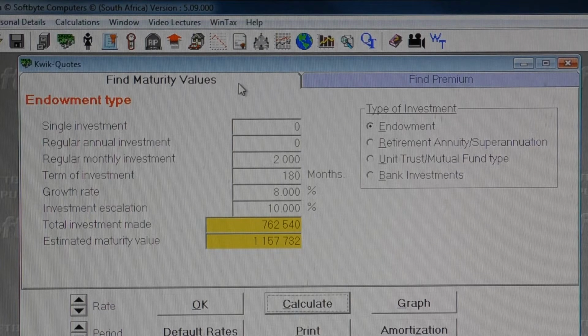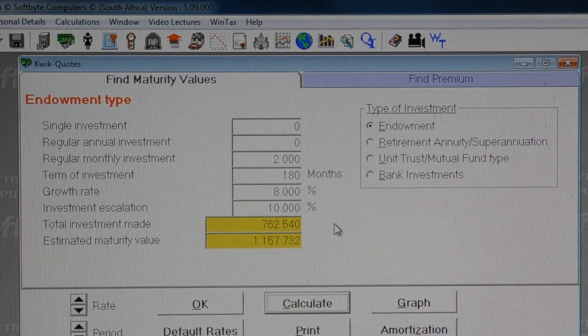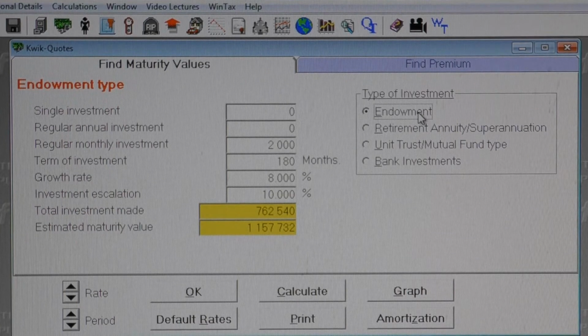We can enter any combination of single premium, regular annual premium and regular monthly premiums. The calculation of maturity values uses the same accounting formulas used by financial institutions. These buttons allow a comparison between the different investment types using the same premiums and growth rates, etc.